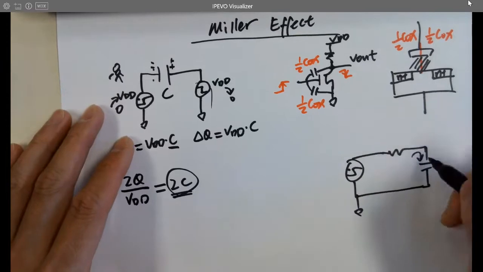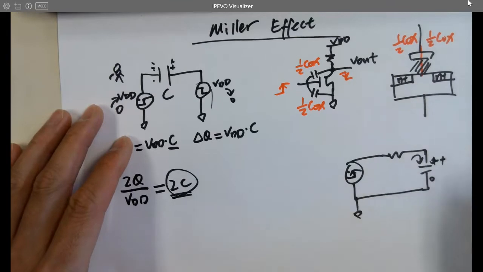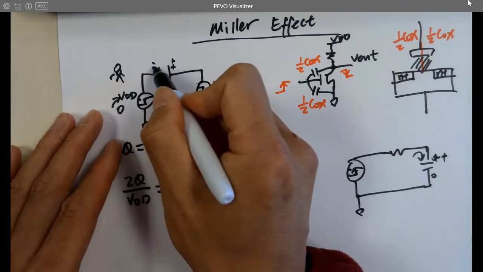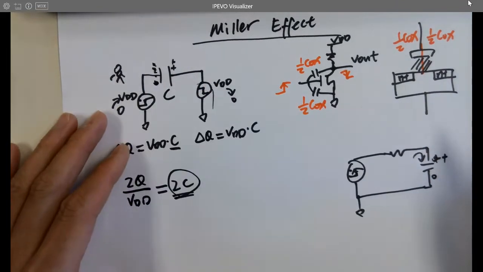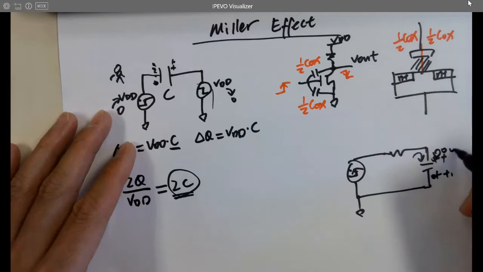So this one at the very beginning, it was 0 and 0, right? And eventually when you charge it up, you got VDD and 0. But this one was 0, right? Yeah, if this one got plus and 0, it's going to be the same effect.